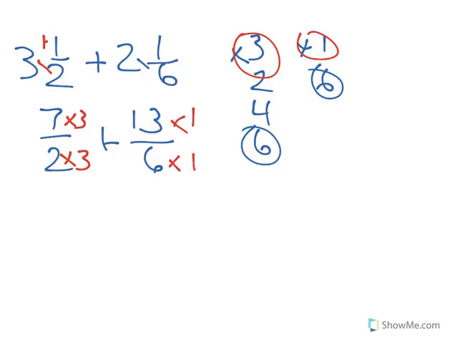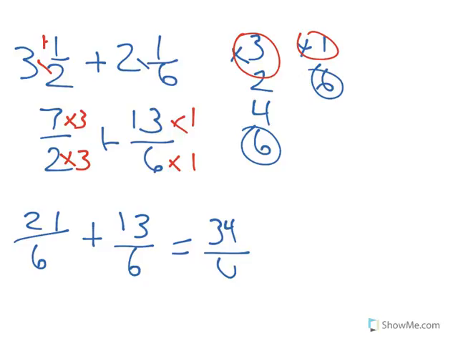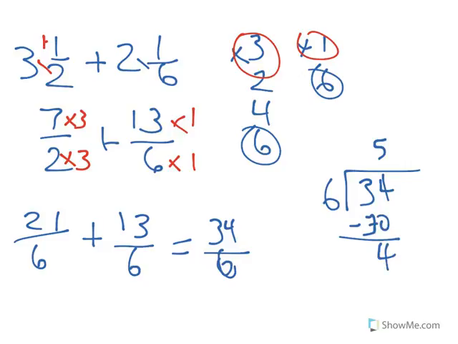So now my numbers are going to be 21 over 6 plus 13 over 6. So that's going to end up being 34 over 6. And then we change that into a mixed number by asking, how many times does 6 go into 34? It goes in 5 times. And then we subtract that, we end up with 4. So it's going to be 5 and 4/6, which then we could simplify to 5 and 2/3.